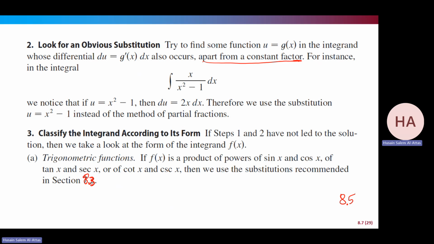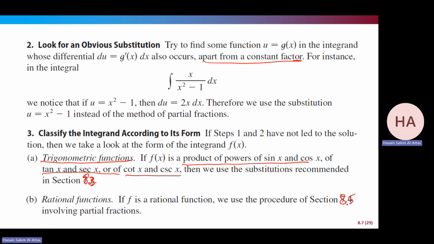What are the things we have? If you have trigonometric functions, for a product of powers of sine and cosine, there is a way depending on the powers. For tan and secant, even or odd powers, cosecant, this is what we did in 8.3. This is what they mean by trigonometric function.